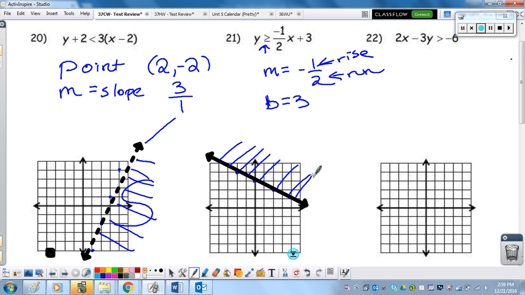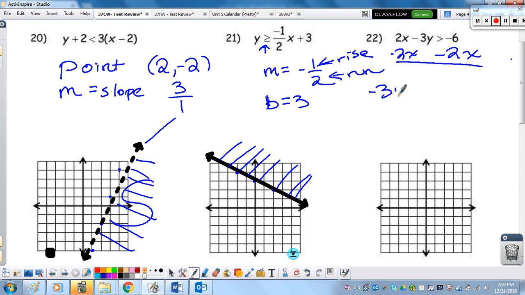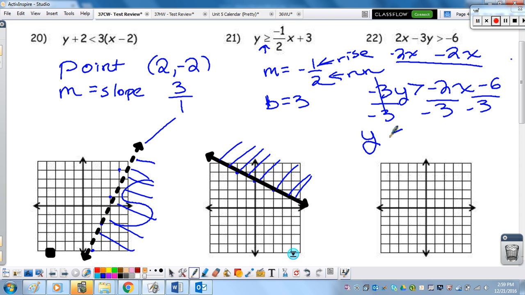Alrighty, number 22. You've got to get your y by itself. So you subtract 2x on both sides. What you do to one side, you do to the other. -3y is greater than -2x minus 6. Get your y by itself, so you're going to divide by -3 to every single thing. We divided by a negative, so that means you have to flip the inequality. Negative divided by negative is a positive, and that will also be a positive.